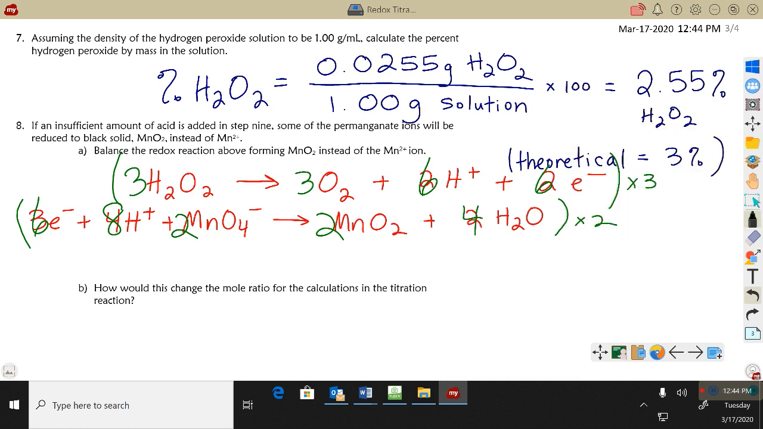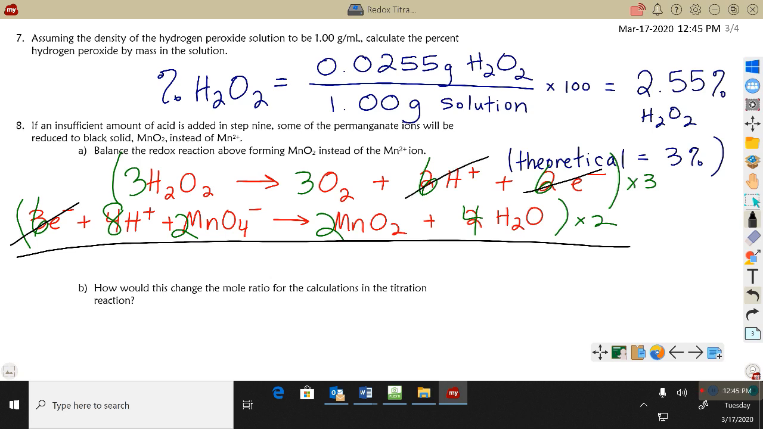And now we can add them together, and simplify by canceling any like terms, which for sure would include my electrons. Waters I still don't have on both, but I can simplify my hydrogen. 6 produced, 8 on the reactant side. So we could get rid of these 6 and bring that to a 2. All right, let's see if we got it.